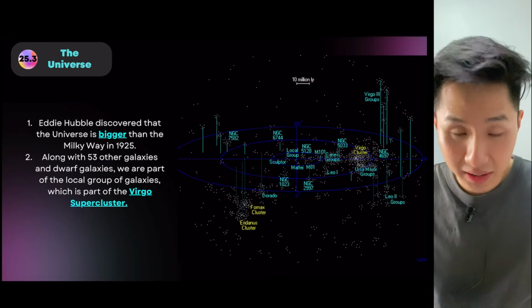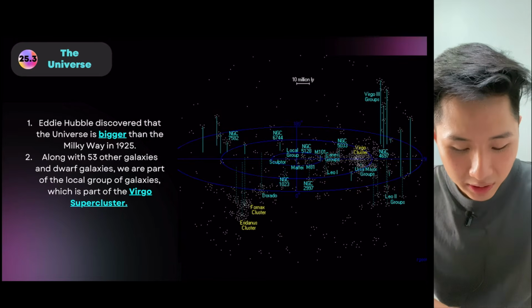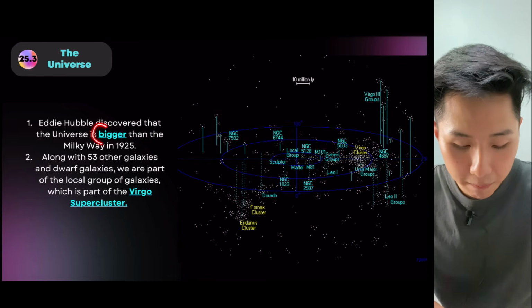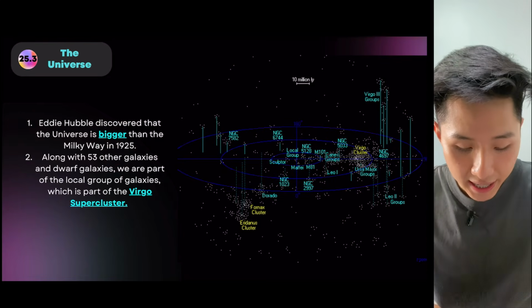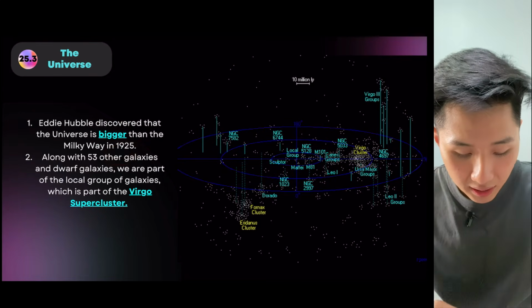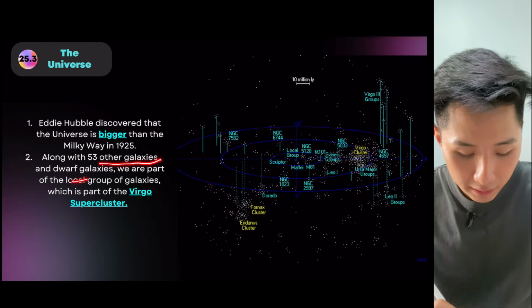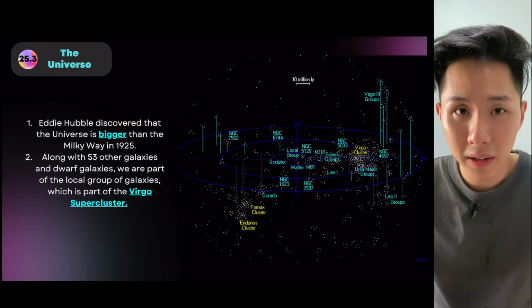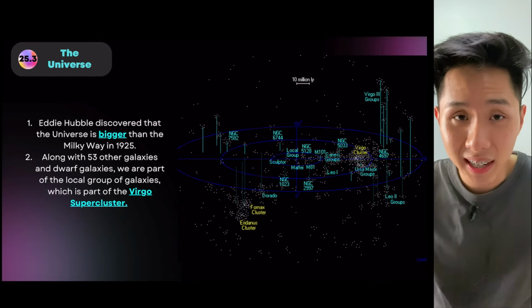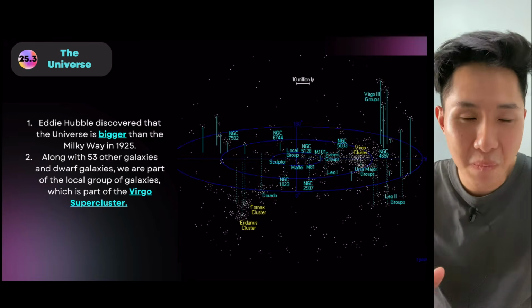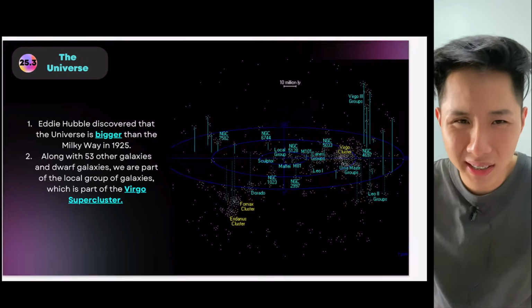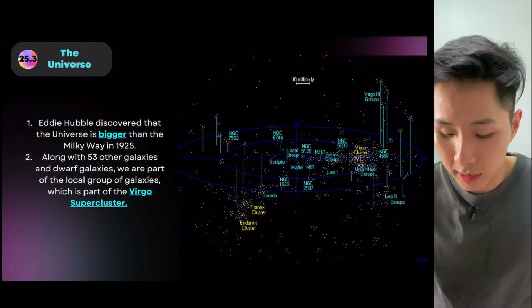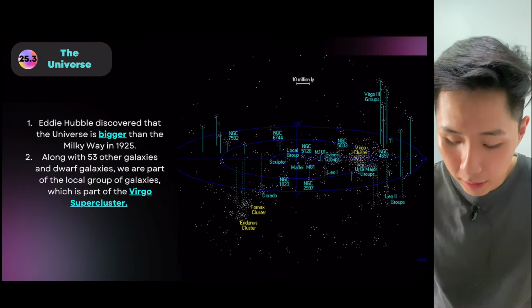So let's look into the universe. Edwin Hubble discovered that the universe is a lot bigger than the Milky Way in 1925. Along with 53 other galaxies and dwarf galaxies, we are part of the local group of galaxies called the Virgo Supercluster. So I will attach a video in the description. I think this guy did a fabulous job in explaining how big our galaxy is, which cannot be covered in this video alone. But then, good to know.